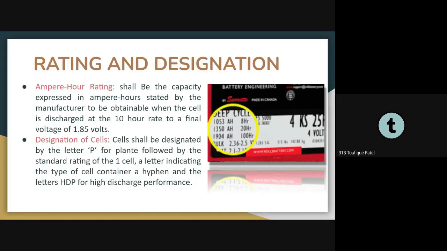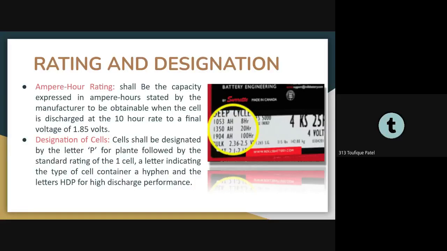So ratings and designations. First is ampere hour rating. The ampere hour rating shall be the capacity expressed in ampere hours stated by the manufacturer to be obtainable when the cell is discharged at 10-hour rate to a final voltage of 1.85 volt. So you can clearly see in the picture. Next is designation of cells.